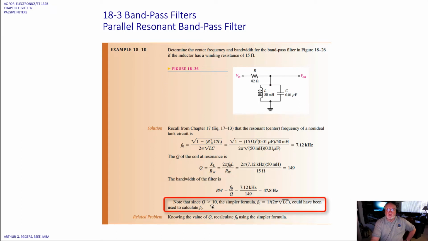Note that since Q is greater than 10, so what's Q? In this case, it's 149. The simpler formula, center frequency equal to 1 over 2 pi square root of LC, could have been used to calculate. Try it and see. Pull out your calculator, work through, find out what the minuscule difference was between solving for the center frequency using the simple formula versus using the non-ideal.